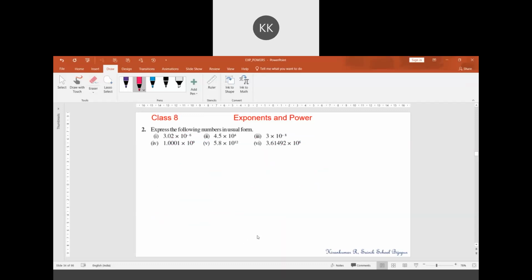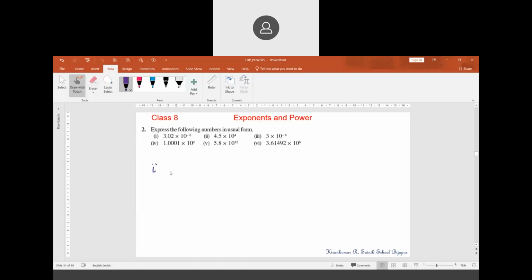The second question is the reverse of the first question. We need to express in the usual form. How to write in the usual form? Whenever the power is positive, you shift the decimal to the right side. And when it is negative, we can divide, or else we can shift the digits to the left side.